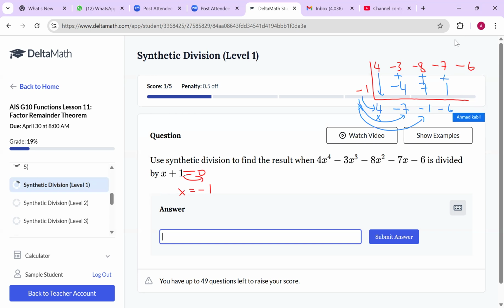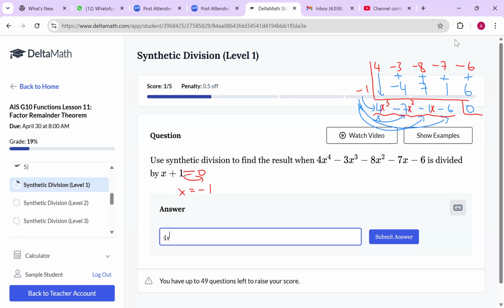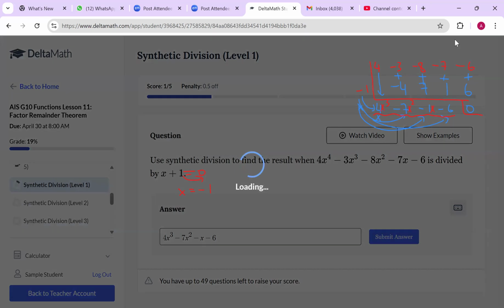So -6, we multiply. So +6, add again, and you get 0. And we said before that this here is the remainder, and this is the result, or the answer. So like I said, you start adding powers of x from right to left, and you skip the first one. So this is x power 2, x power 3. So the final answer is going to be 4x power 3 minus 7x power 2 minus x minus 6.